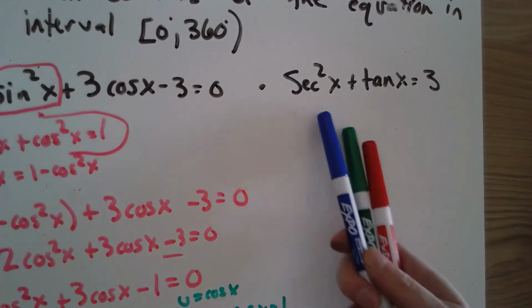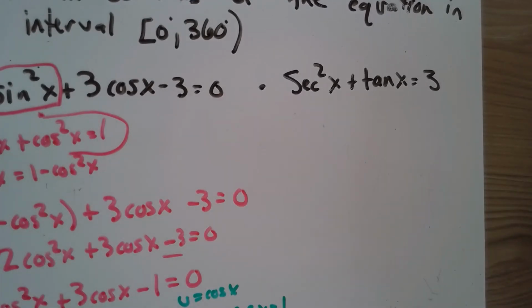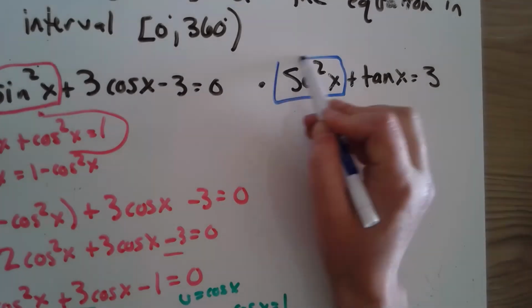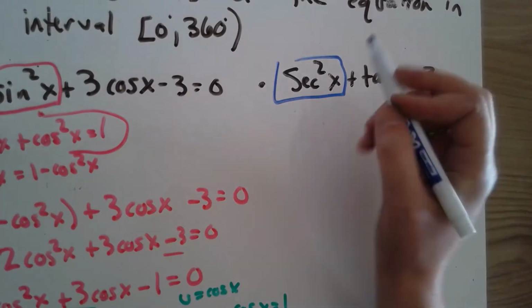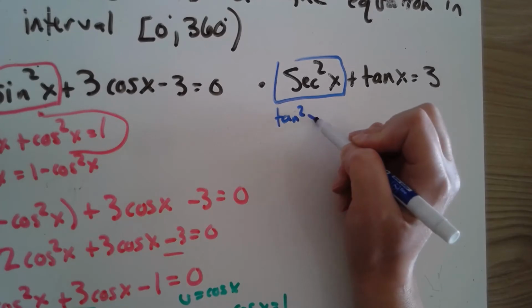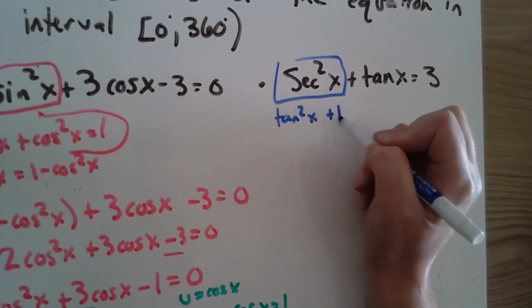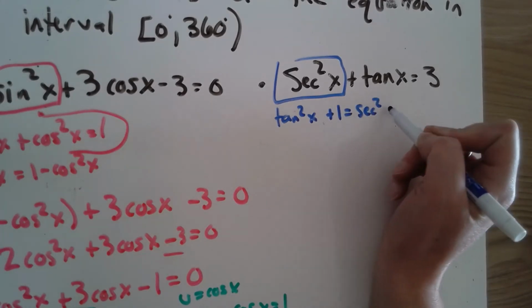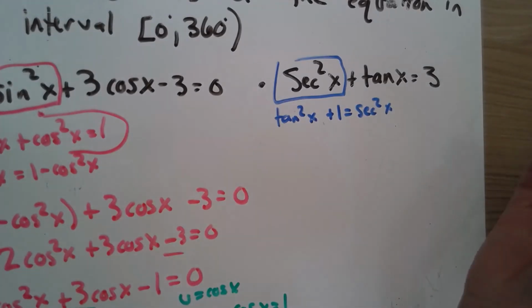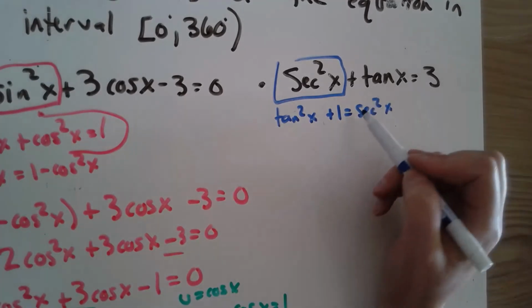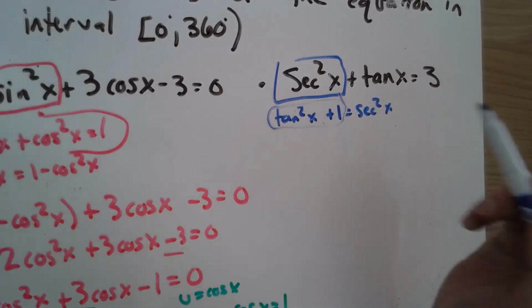Okay, again, we have a secant and we have a tangent. We need either all secant or all tangent. But because secant is squared, we're going to try to change everything to tangent. So I know that tangent squared x plus 1 equals secant squared x. Again, Pythagorean identities. I told you guys these are huge. We do them all the time. They're very important. So we're going to take this and we're going to replace that.